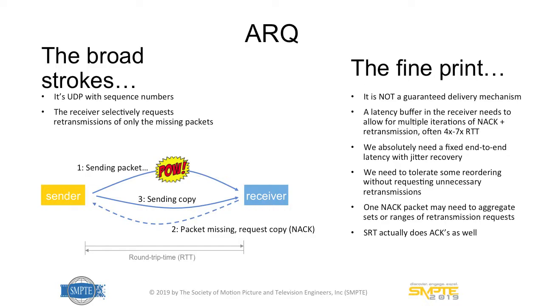Well, let's look at some fine print, which has bearings for the rest of this presentation. So this is not a guaranteed delivery mechanism. An attempt is made to recover packets, but it's not guaranteed. The receiver implements a latency buffer, and its job is to hold the entire stream for a fixed amount of time so as to allow for multiple iterations of NACKs and retransmissions. So a typical size of a latency buffer would be something like 4 to 7 round trip times, which should give you 4 to 7 retransmission attempts.